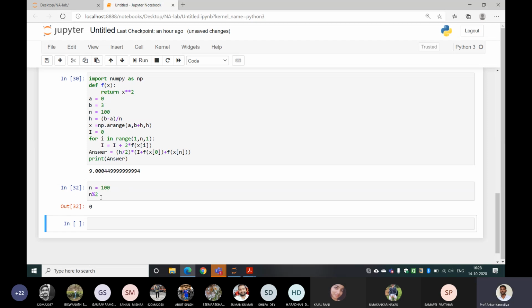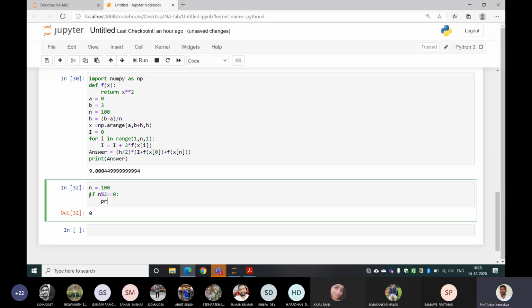That means you have to use an if else statement. If n% 2 is equal to 0, then do the process. If it is not, then you have to choose a different choice. Like you have to write this: if n percentage 2 equal to 0, then you have to write some code here.